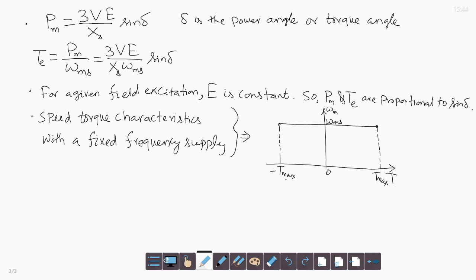So, the torque and power are maximum when delta equals 90 degrees. As you see, at delta equals 90 degrees, T e equals T max, that is 3 V e by x s into omega m s, and P m equals P max. So, this is called the steady state stability limit.